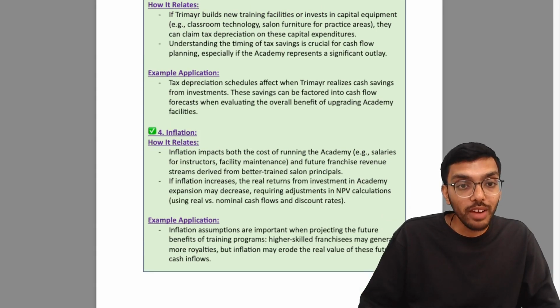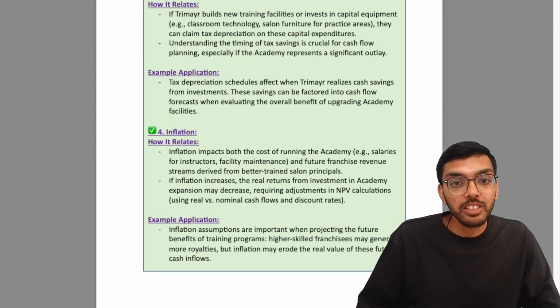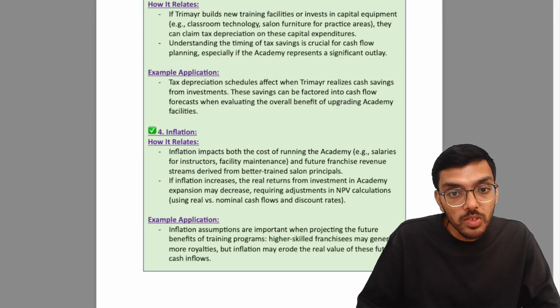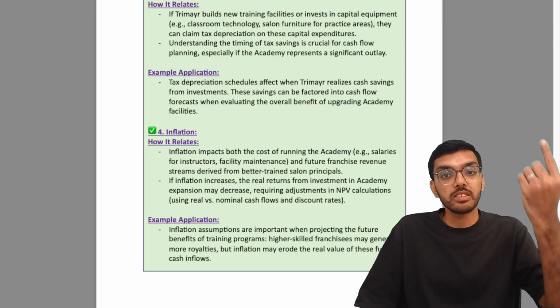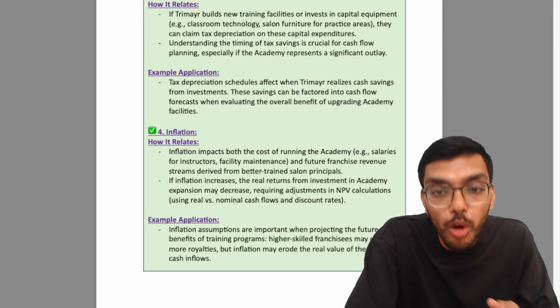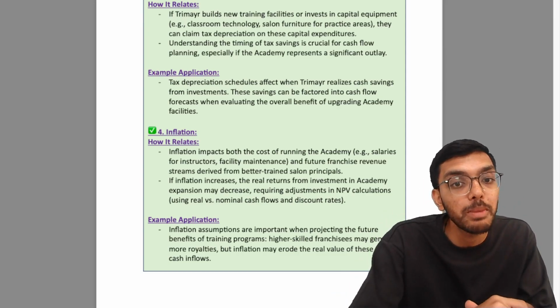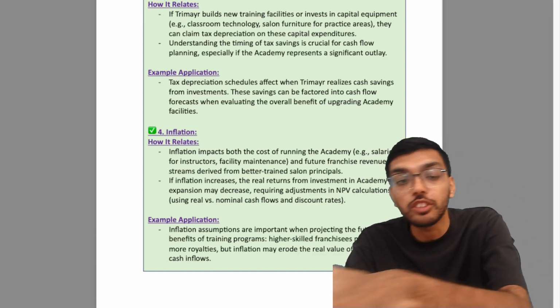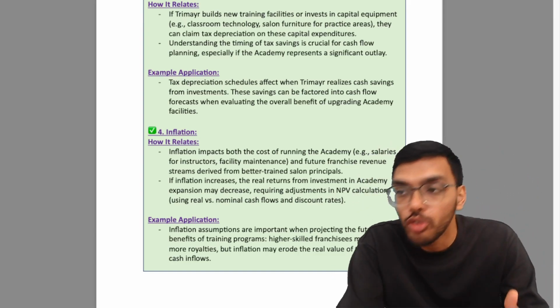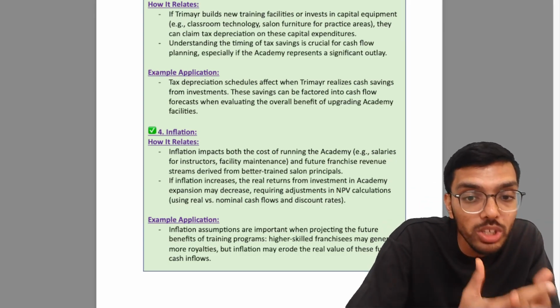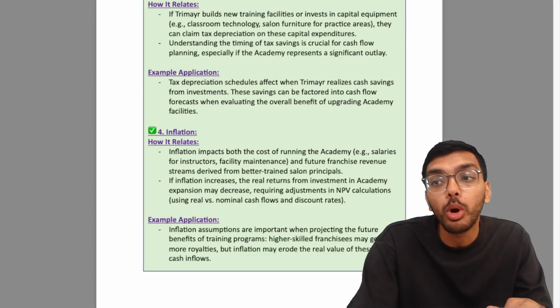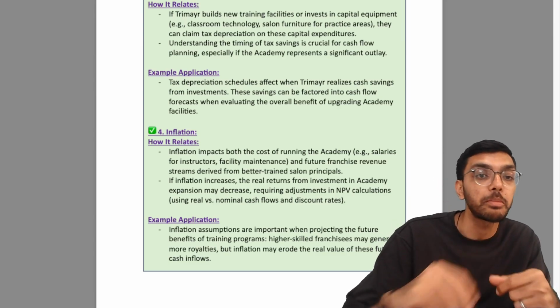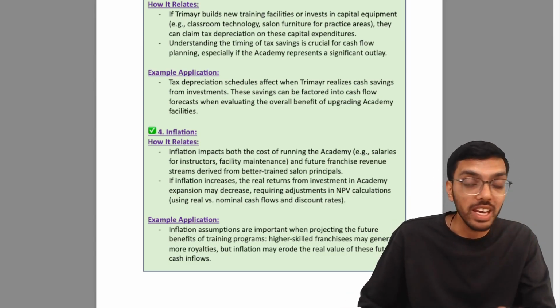Again, P2, inflation. Inflation impacts both the cost of running the academy and future franchise revenue streams. If inflation increases, the real returns from investment in academy expansion may decrease. So in your NPV calculations, using real cash flows, nominal cash flows, and proper discount rates becomes an important discussion. Again, these concepts within P2 are very important.